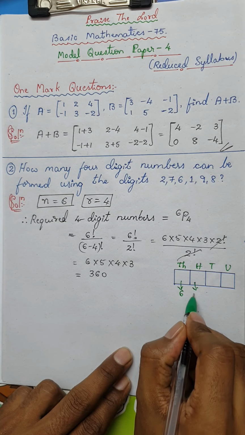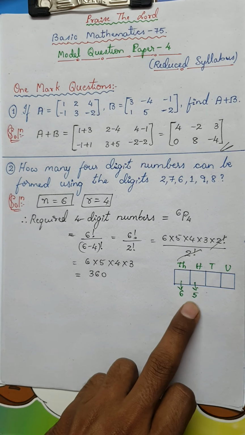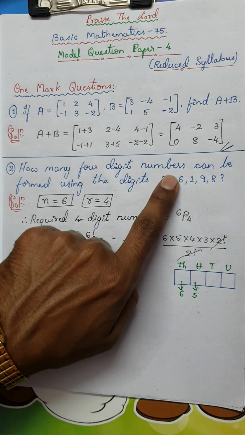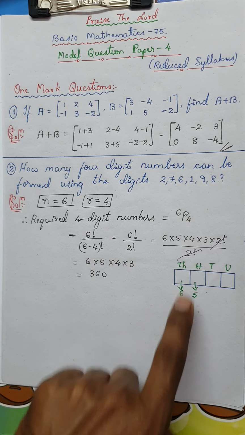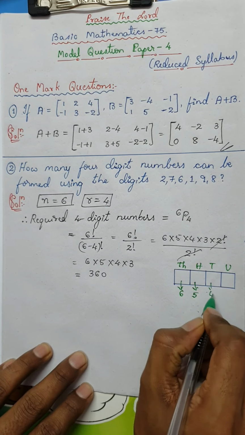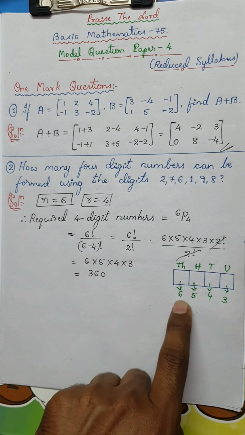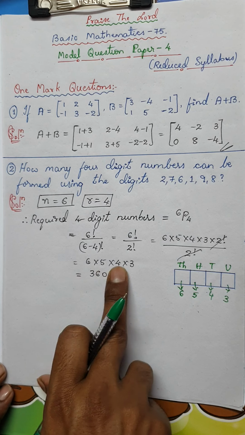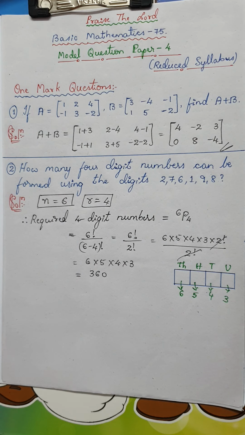So once the number is fixed here, I can take the other one. If, let me say, 7 is fixed here, there are other 5 numbers which can take the place of hundreds. The remaining 4 numbers are eligible for tens place, and the remaining 3 numbers are eligible for units place. Finally you get the number of required 4-digit numbers as 6 into 5 into 4 into 3. That is what I got even using the formula. So it's up to you, whichever method you want to use, be comfortable with it and get the answer.